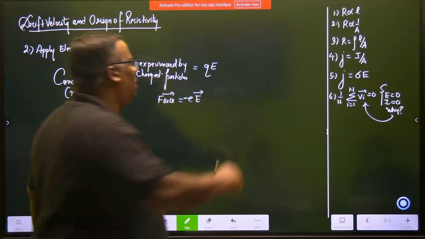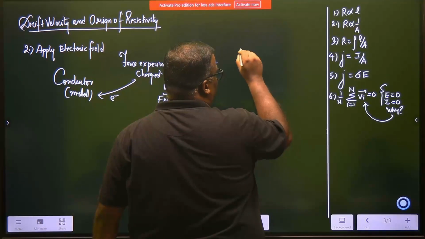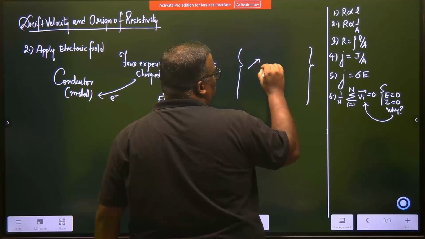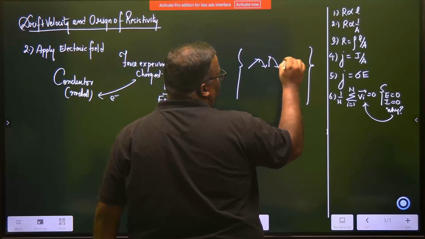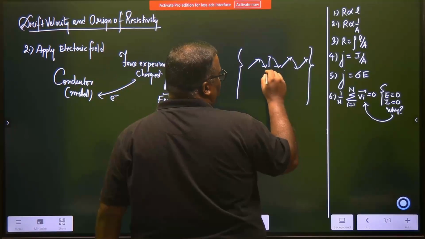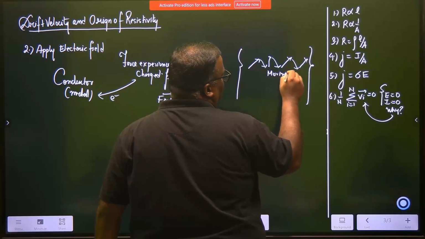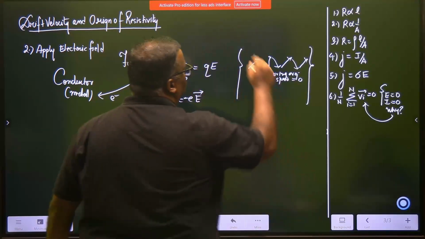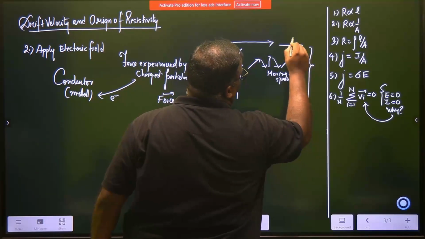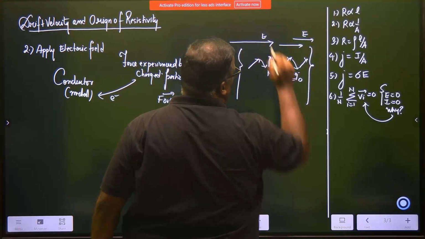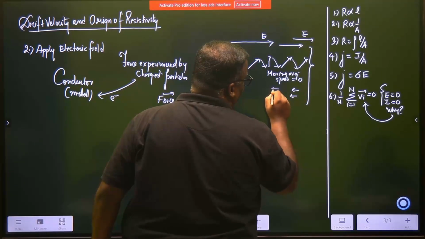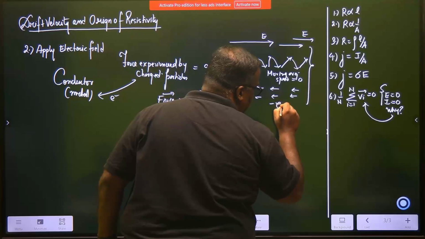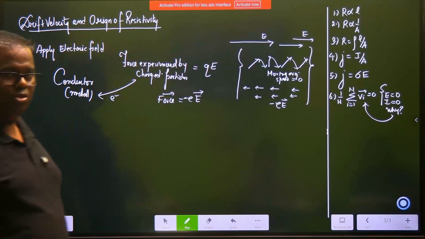So let me make my diagram now. If I see a small section of my conductor, this is a small section of my conductor. So I was having a lot of collision movements this way. Right? Here my average moving speed was 0. Further, now I have given an electric field which is in this direction. This is my electric field. As a result of the electric field, I now expect my tiny little electrons to have a force eE in this direction. Do you agree?